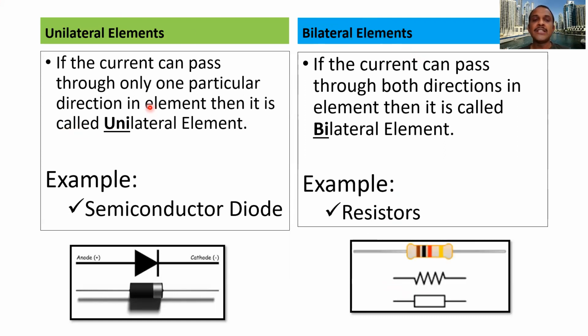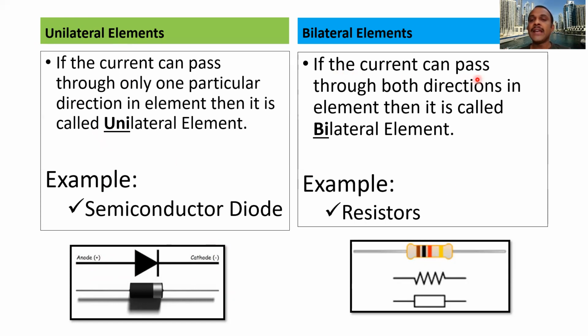As the name indicates, if the passage of current is only in one particular direction, it is called a unilateral element. The best example is the semiconductor diode. You can see it has an anode and a cathode. The current passes from anode to cathode only, and it is impossible to make the current pass from cathode to anode. So that's why it is uni. Uni means only one. It has only one direction of current flow.